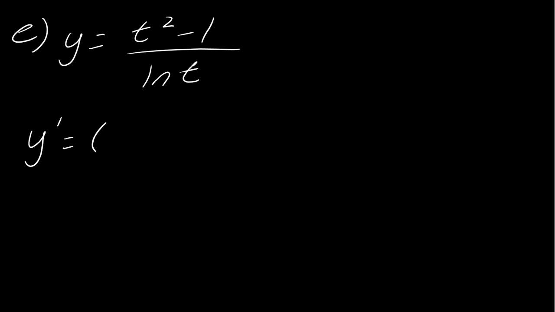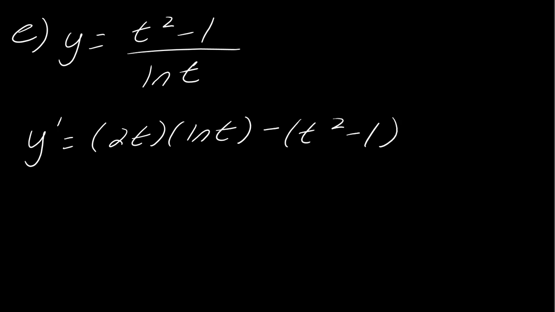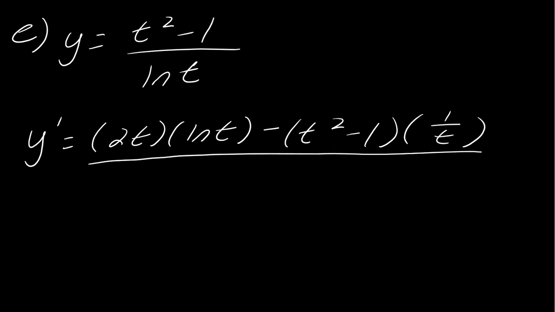Okay, so first I take the derivative of the top, which is 2t, and I multiply that by the bottom. Then I leave the top alone, and I multiply by the derivative of the bottom, which will be 1 over t. And all of this is going to be over the natural log of t squared.